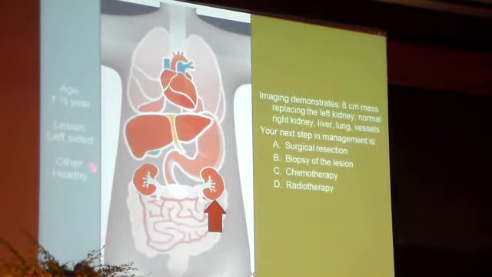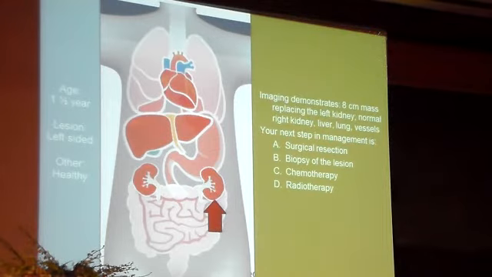This is a 1.5-year-old male who has a left-sided tumor, 8 centimeters in diameter. It replaces the left kidney. The right kidney is normal. The liver, lungs, and vessels are all normal.